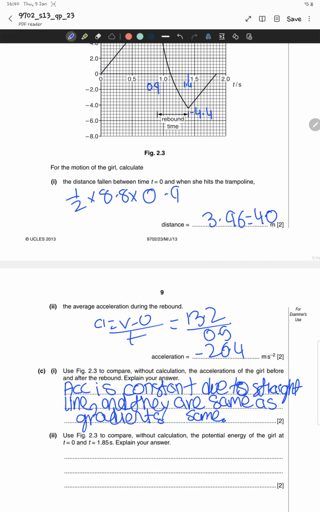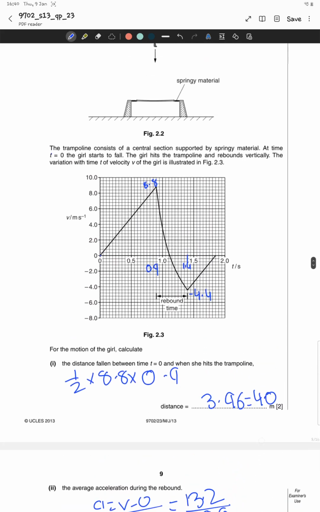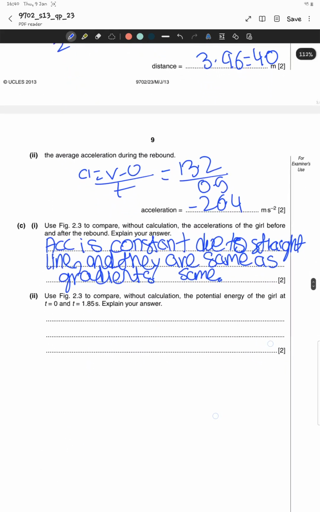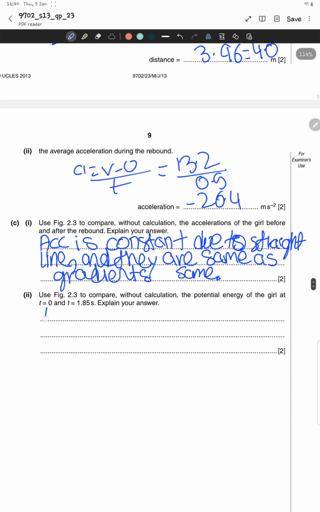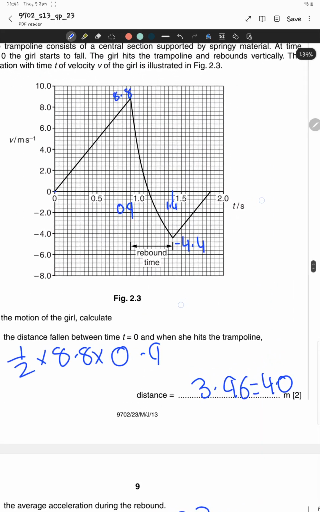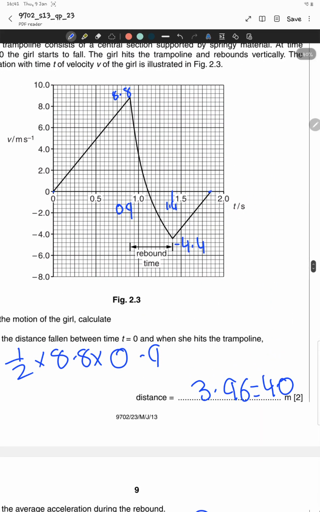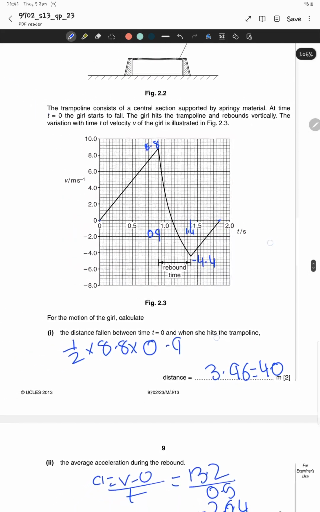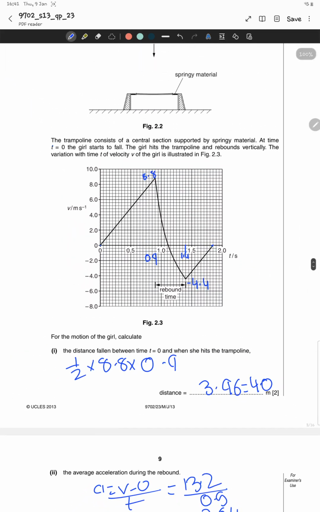Okay. Use figure 2.3 to compare without calculation the potential energy of the girl at t0 and t equals 1.85. So obviously at t 1.85 seconds, she's falling downwards, right? T 1.85 is this, right? So she rebounds vertically, but obviously she doesn't get to the same point because she'll lose energy.